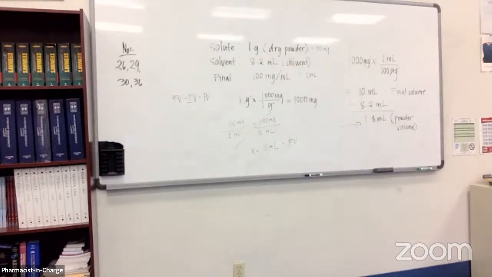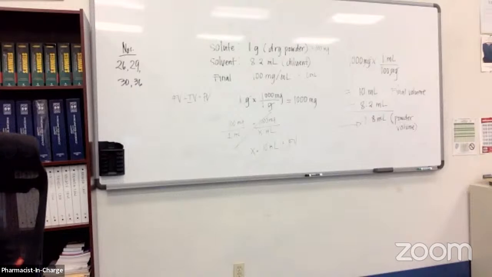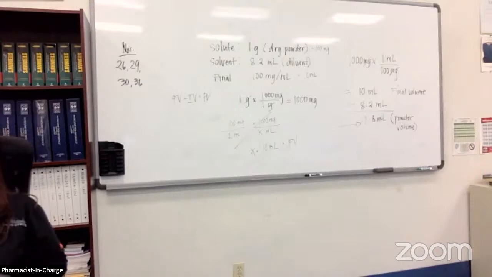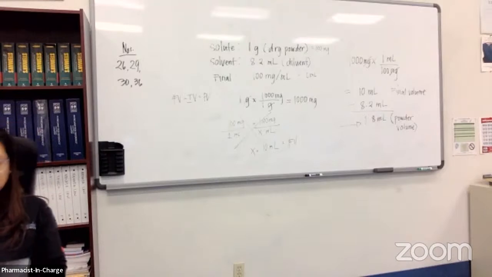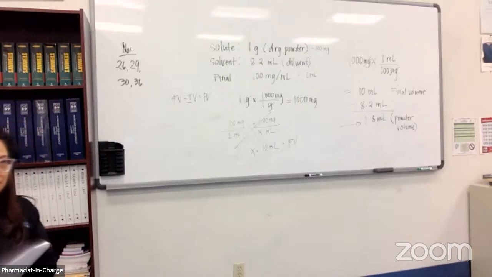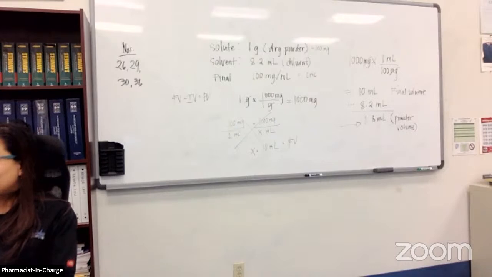Number 26. Here comes 26 on the board. Do you know that all the answers except for the give is on the label? You just have to read the label.